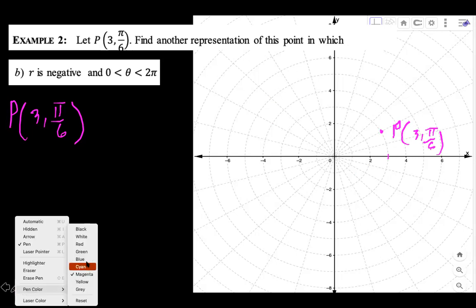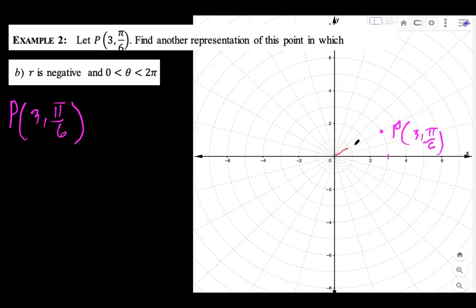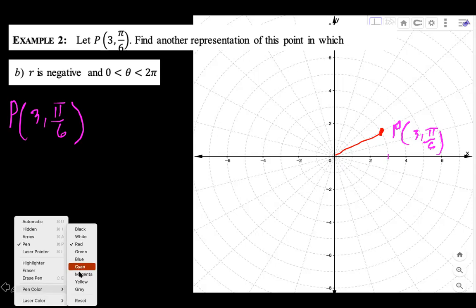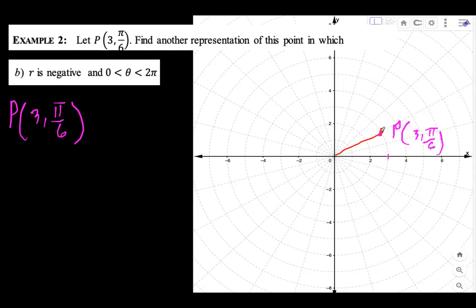And let's identify the terminal side. Here we go. And again, this is our point. Sorry, it should be magenta. All right, and we find another representation of this point in which the given condition should be applied. So r should be negative, and the theta should be within 0 to 2 pi. All right? So theta here. Here we go.